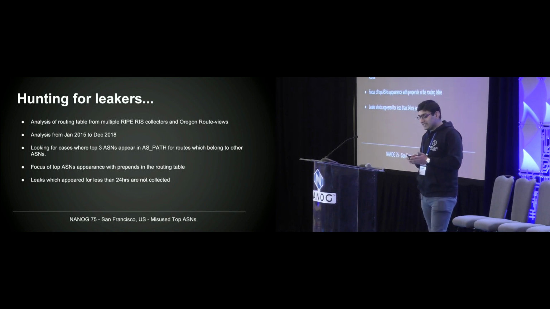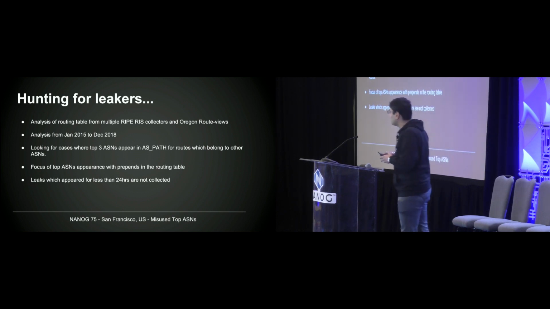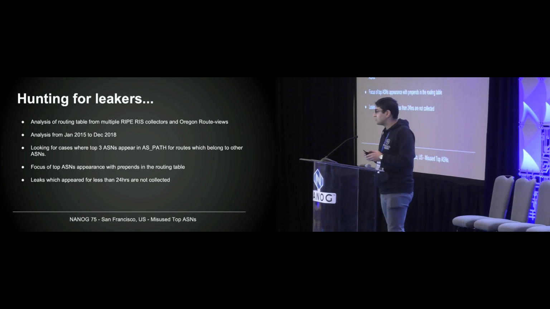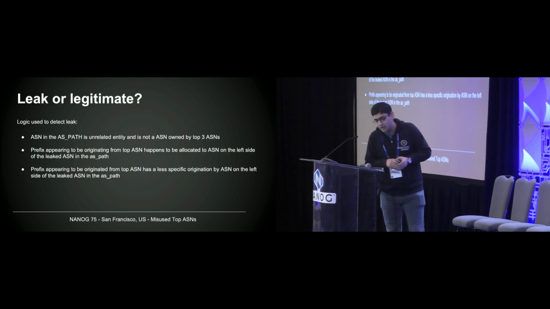We focus on the ASNs which are prepending. So we shortlist the ASNs which are prepending, and the leaks which are for less than 24 hours, we don't collect them because this is too much data if you start with that. Possibly it can be done, but that just adds a hell of a lot of data if you want to add it for less than 24 hours. There are multiple route collectors which do not share their images for less than that.